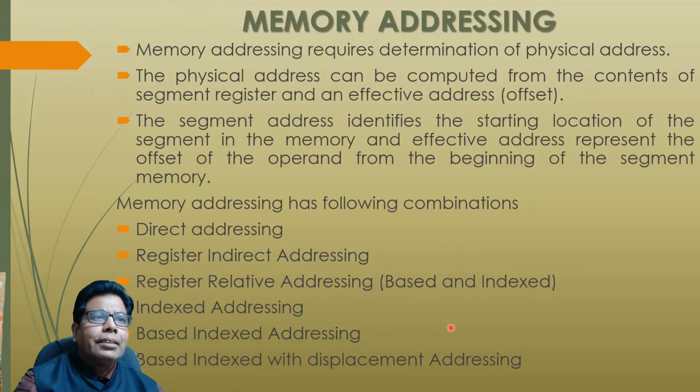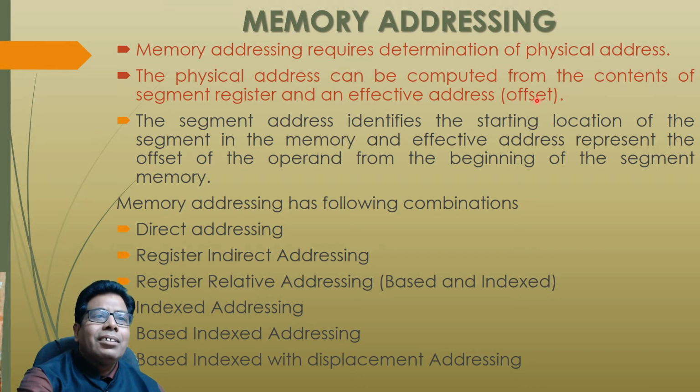Then the next addressing is memory addressing. Now memory addressing requires determination of physical address, because all of you are aware that in the 8086, the physical address is 20 bit, because it has got 20 address lines, and the segment registers, they are 16 bit. So the physical address can be computed from the contents of segment register and an effective address or offset.